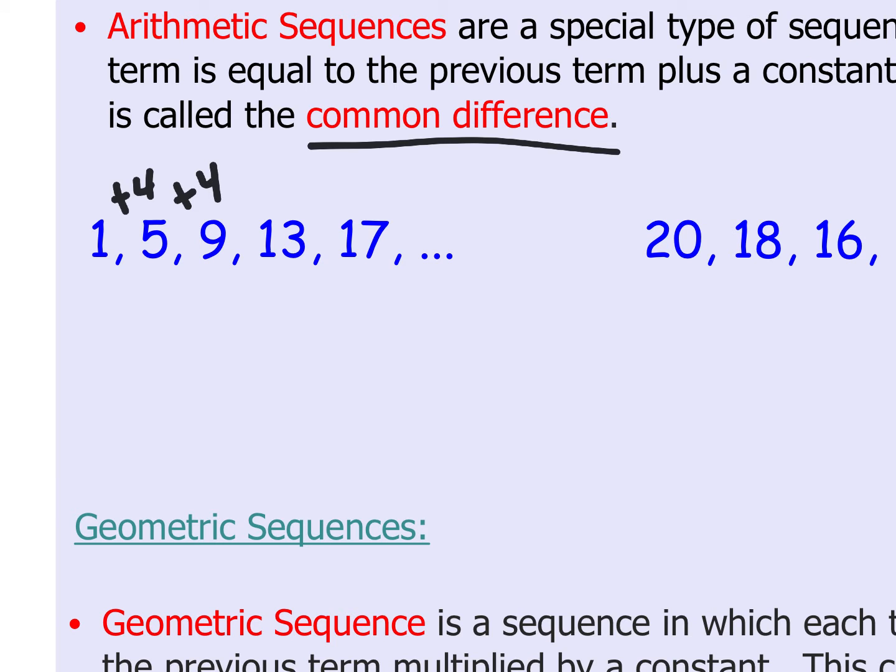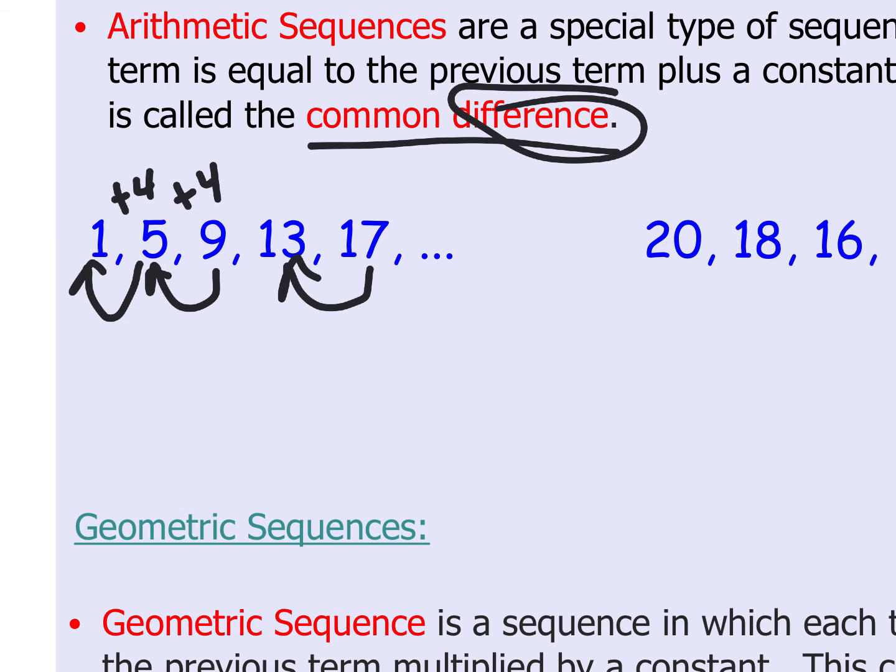And you might be like, that's not a difference, that's an add problem. You're right. Differences are subtract problems. So you go 9 minus 5 and it gives you 4. 5 minus 1 gives you 4. Difference, subtract. 17 minus 13, it gives you 4. So this is the difference. Difference means subtract, and the common difference was 4.